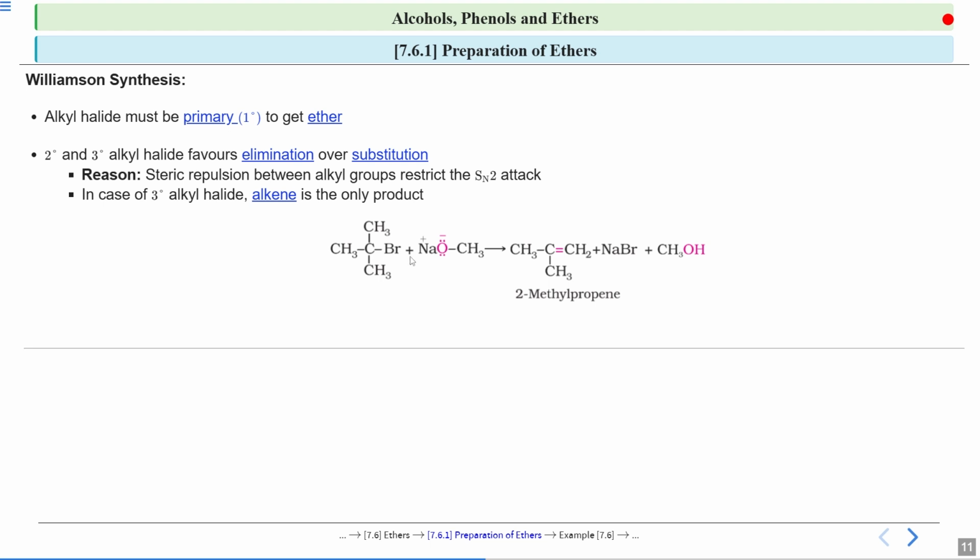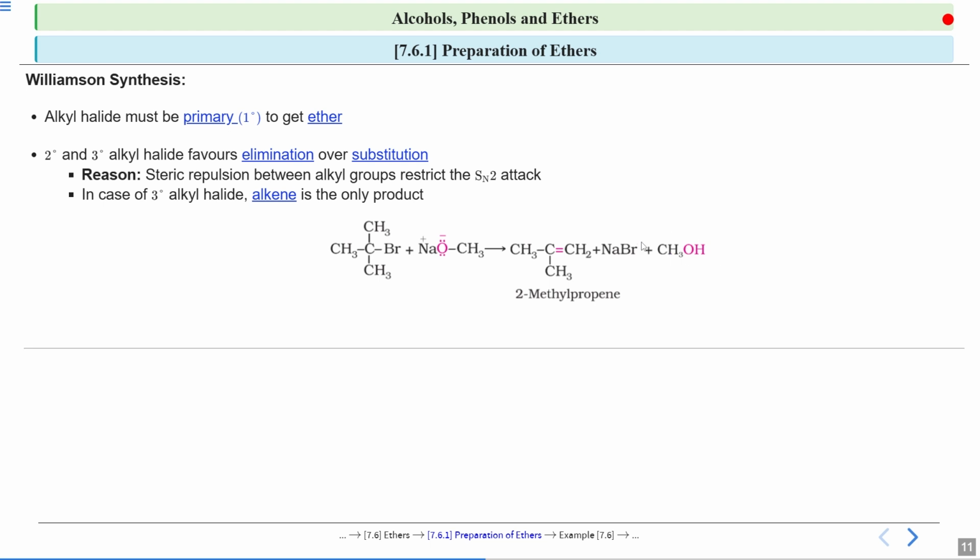So what will happen in this reaction now? This oxygen, which has electron density, will take a hydrogen of any of these methyl groups and this bromine will leave. So what will form? An alkene will be formed. One of these has lost the hydrogen, so there is a carbon double bond CH2. So the alkene is formed, and NaBr and CH3OH. CH3 from here and this oxygen, and one of these methyl groups has lost one hydrogen, so it has formed CH3OH.